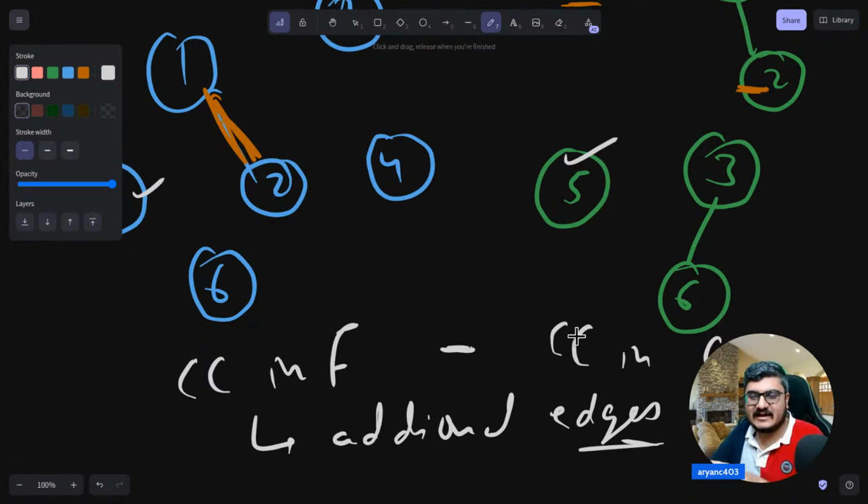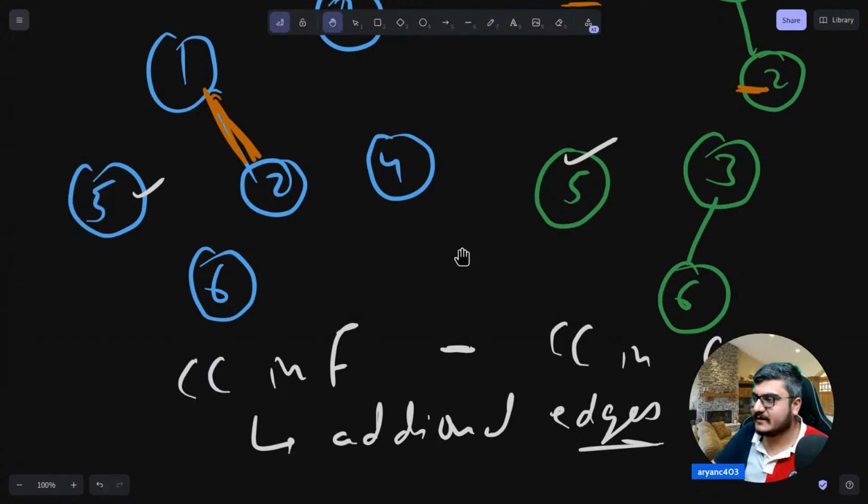The idea is for every edge you add, you will either add between two nodes in the same connected component, that does not reduce the number of connected components, and that does nothing. Or you add between two different components. So for every additional edge, you will end up decreasing the number of connected components by one. So essentially, this was the idea.